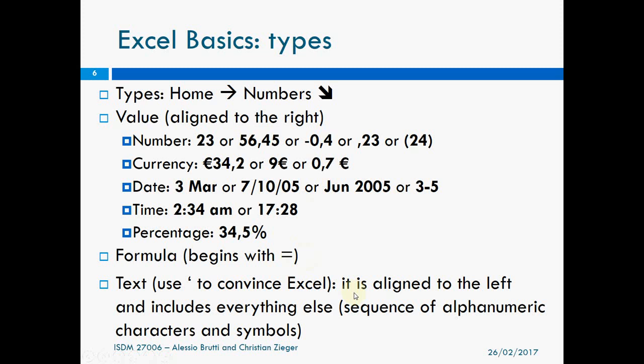If you deal with the text, Excel, if it recognizes it as text, it aligns it to the left. If you want to convince Excel that what you have entered in the cell is text, you can use the apostrophe symbol just before the text. So let's see where you can find this information in Excel. So I'm switching to Excel.